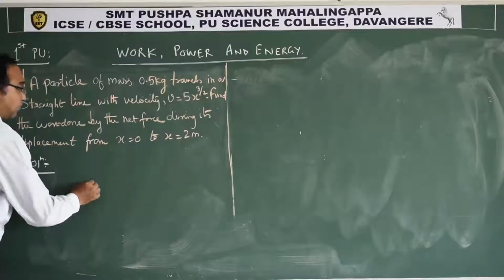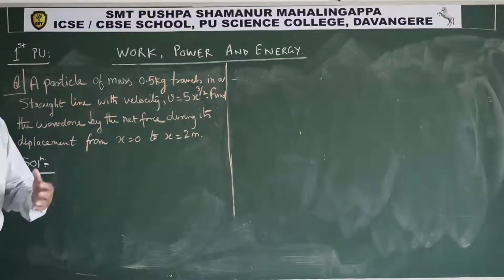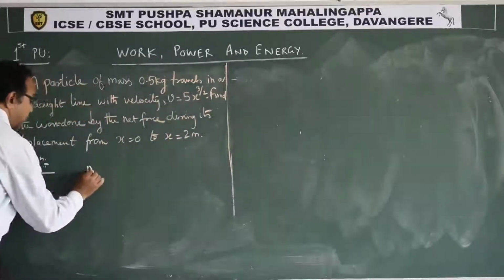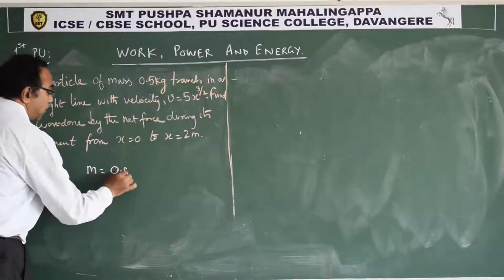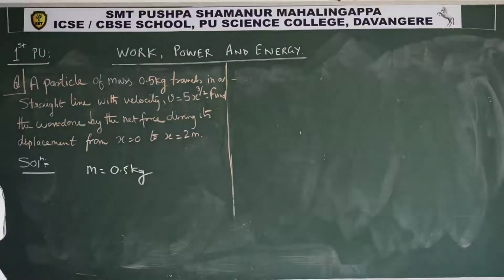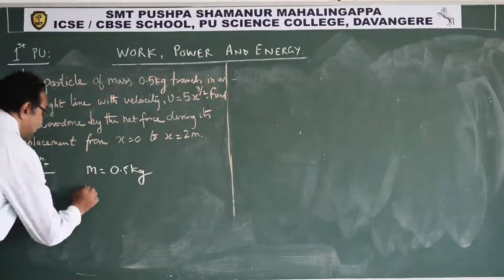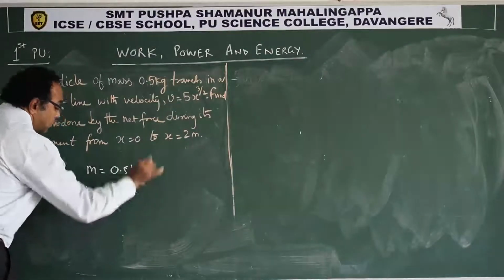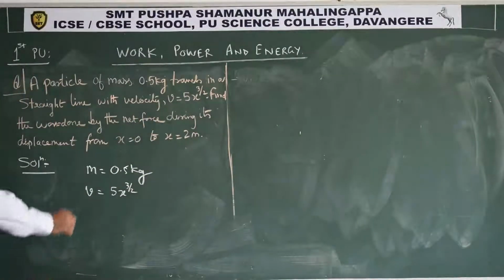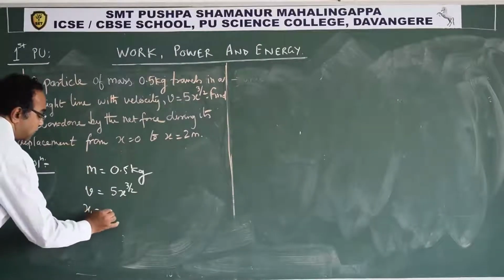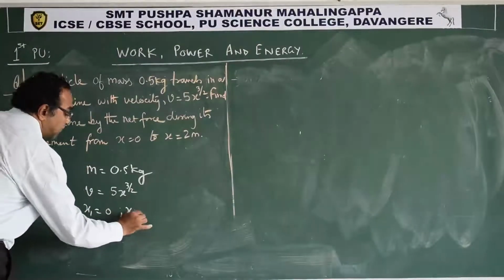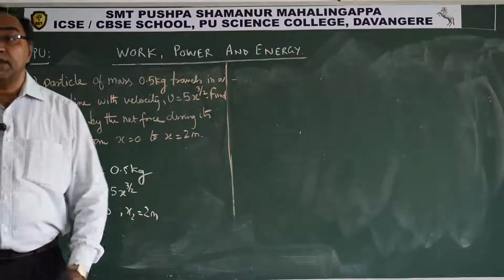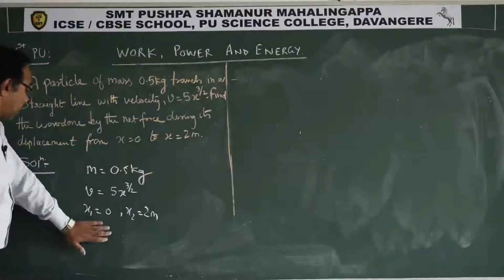So variable force, first of all let us try to record the data. It says mass m. Mass m is equal to 0.5 kg, this is given. Then it says velocity is given, so v is equal to 5x power 3 by 2. And then x1 is 0 and x2 is 2 meter. This is exactly what the data is given. Now, how will you approach?